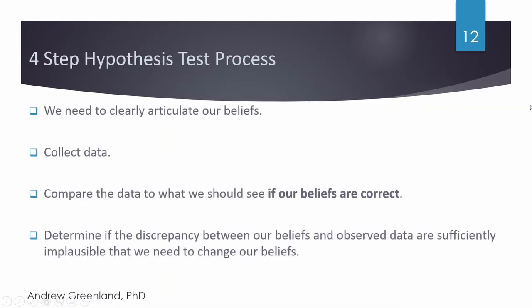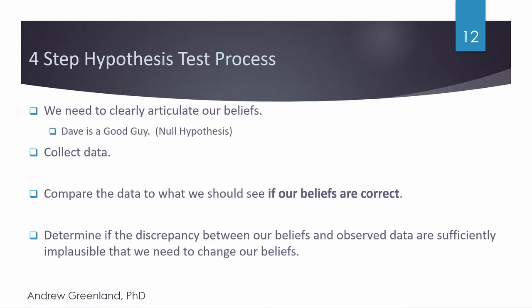In general, hypothesis testing is always going to be the same 4-step process. We're going to clearly articulate our beliefs about the world and collect some data. We'll compare that data to what we should have observed if our beliefs were correct, and then determine if there's some sort of discrepancy between our beliefs and the data that would cause us to change our mind about some population characteristic. So let's just do this in the context of our last example.